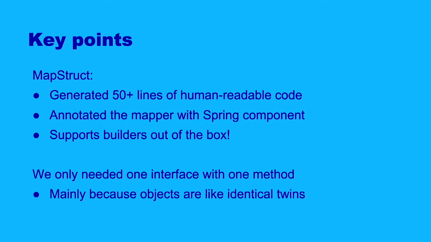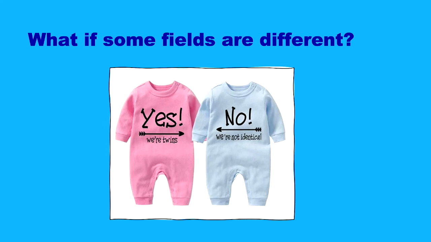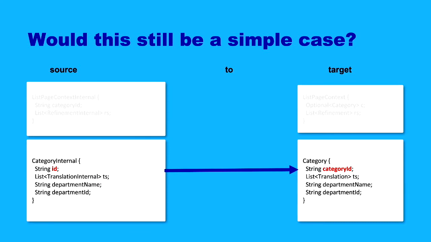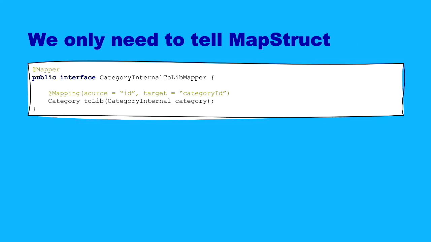And we only needed one interface with one method, mainly because the objects are like identical twins. But what if they're not? What if some fields are actually different? Would this still be a simple case? What if in the source, the category ID is just named ID, and in the target, it's named differently, category ID, for example? Well, in that case, we only need to tell MapStruct about it by defining a mapping annotation, stating that the ID from the source actually maps onto the category ID in the target. And from there on, everything works just fine.